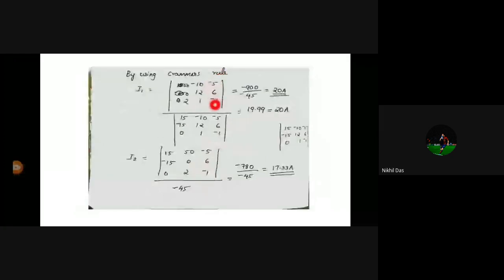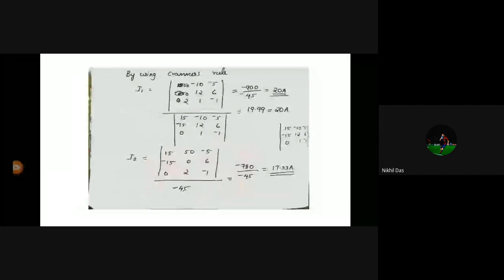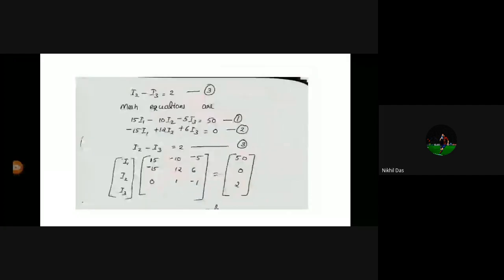So you are finding the determinant of that matrix. Now simply you are replacing this column with 50 0 2, and you are finding the determinant of that matrix. So that is I1 equal to determinant of that matrix divided by determinant of the coefficient matrix. So what is the determinant of the coefficient matrix? That is determinant of 15 minus 10 minus 5, minus 15 minus 12 6, 0 1 minus 1.